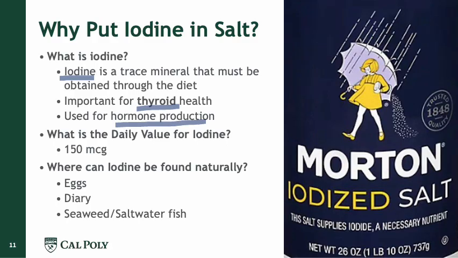So that's why salt is fortified with iodine. Iodine is added to all salt production, and it's required by law. The daily value for iodine is 150 micrograms. It's a small amount, but it's very, very important. Some foods that naturally have iodine are eggs, dairy, seaweed, and saltwater fish.